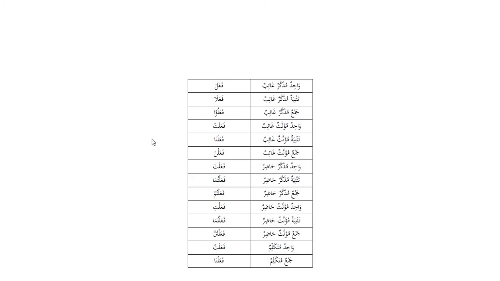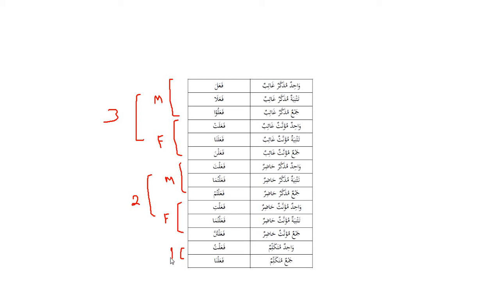Okay, so the table that one should memorize to learn the past tense verb is this table here. The way it's structured is the first three are masculine, the next three are feminine, and this is third person. And the next three are masculine, the next three are feminine, and these are second person, and the next two are the same for both masculine and feminine, and it is first person.